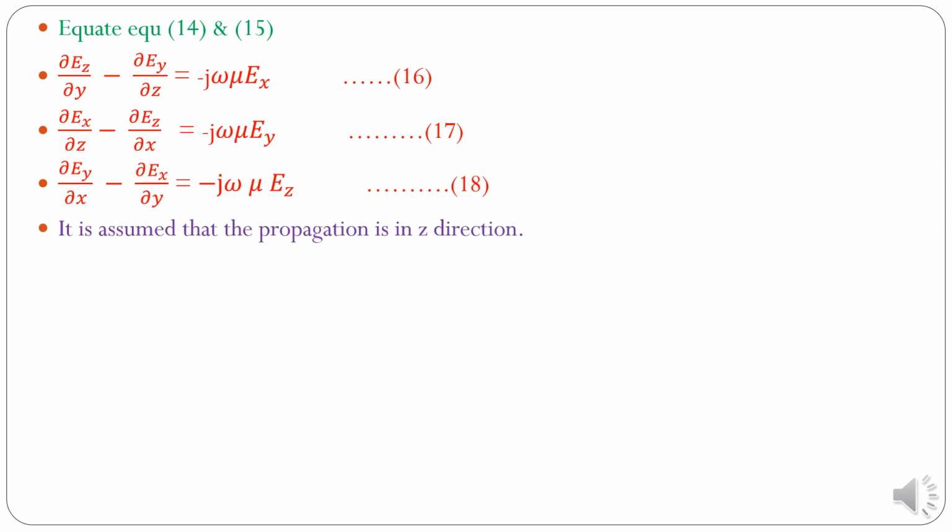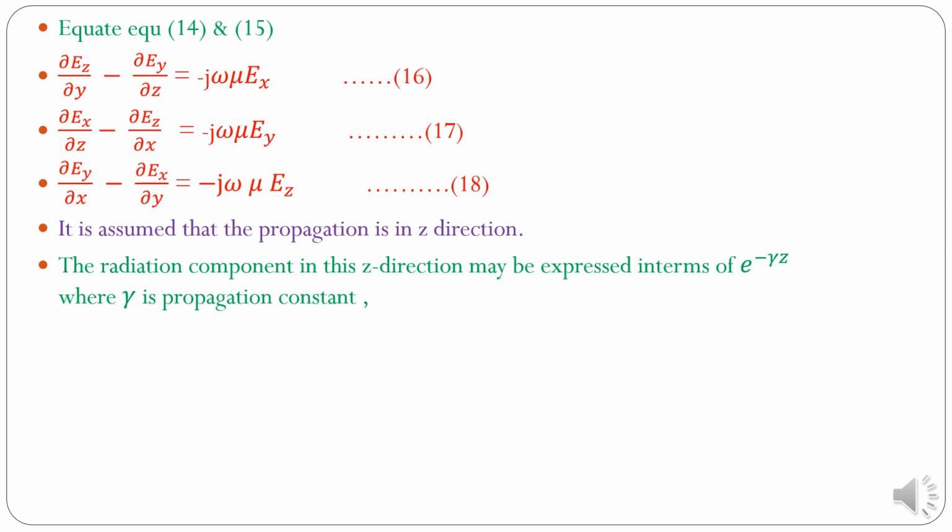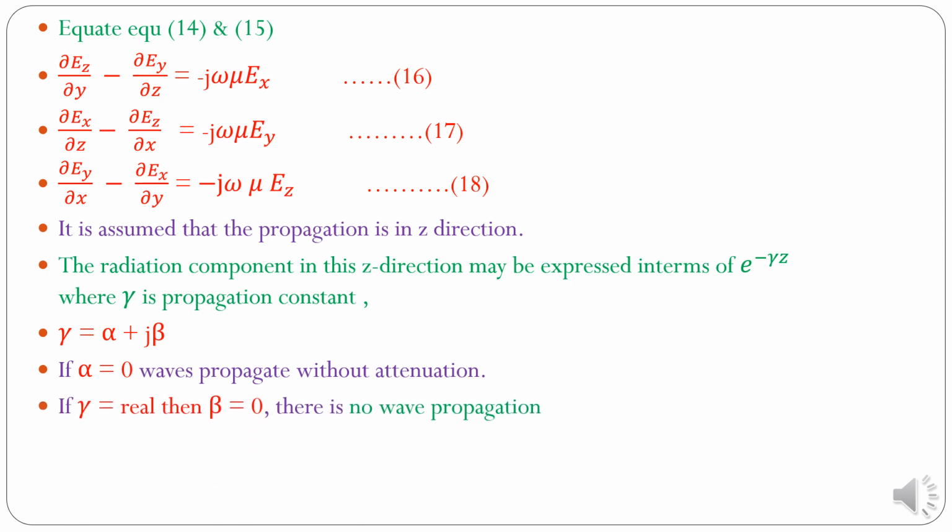It is assumed that propagation is in the z direction. So the field component in the z direction may be expressed in terms of e power minus gamma z, where gamma is the propagation constant. Gamma is equal to alpha plus j beta. If alpha is equal to 0, the wave propagates without attenuation, so gamma is equal to j beta. If gamma is real, then beta is equal to 0, and there is no wave propagation.